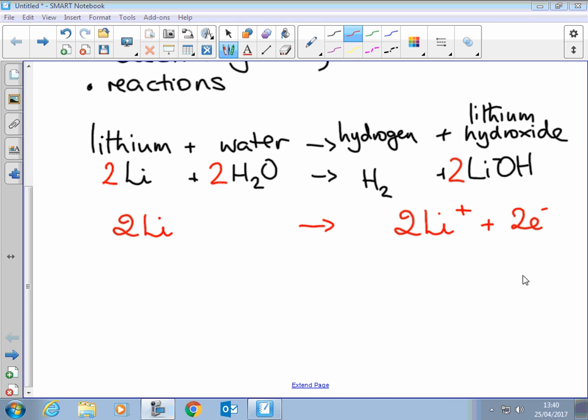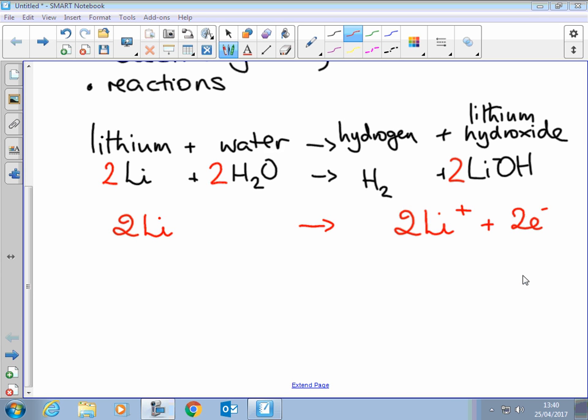Looking at what's happened to the lithium, it's gone from being an element, an atom, to an ion that has lost the electrons, and the electrons are available. Now, following the rest is not quite so easy. I'm not quite sure how I'm going to do this, but the water has been reduced, really. The O and the H have picked up an electron.